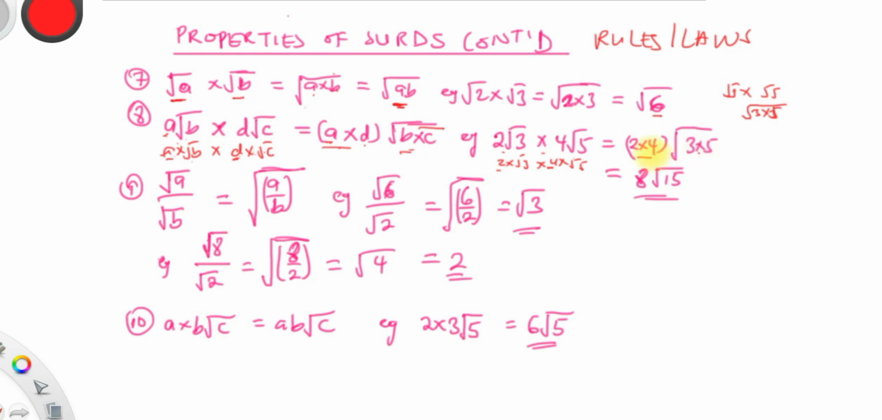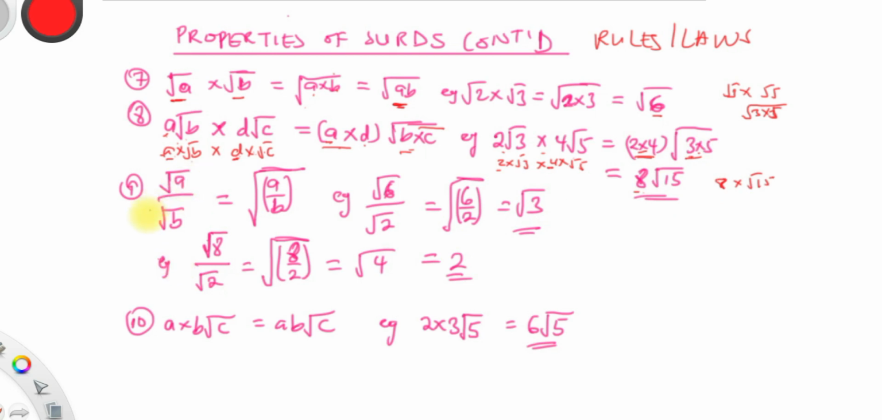So this is how we write it. The rational numbers are here, and the irrational numbers are under their square root sign. So 2 times 4 is 8, and then 3 times 5 is 15, which is 8 root 15, which is the same as 8 times the square root of 15. Yes, that is what it means.